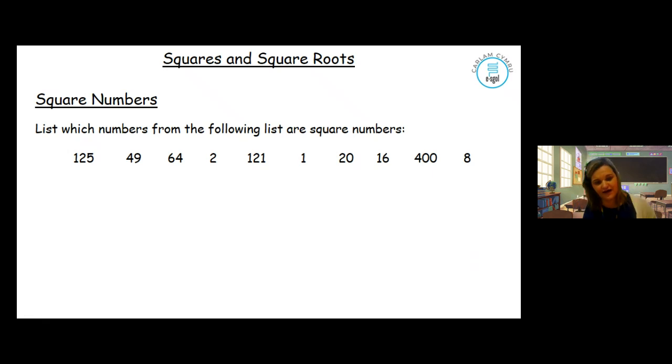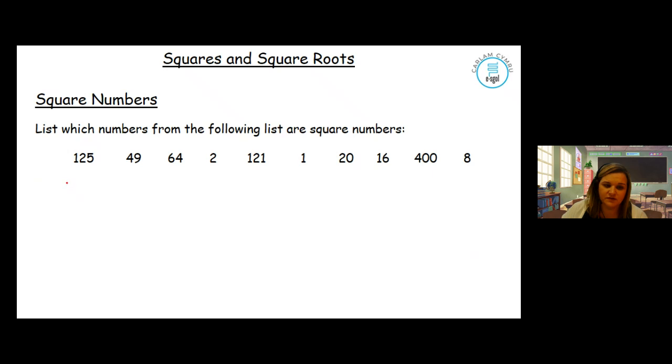Okay, so we have a list that's given to us, and this is very similar to a lot of the GCSE questions that you see as well. And you've got to think about, are these square numbers? So it's going back to what I've done a couple of slides ago, where you're thinking about what makes a square number. It's a number that's been multiplied by itself and the answer you get from that.